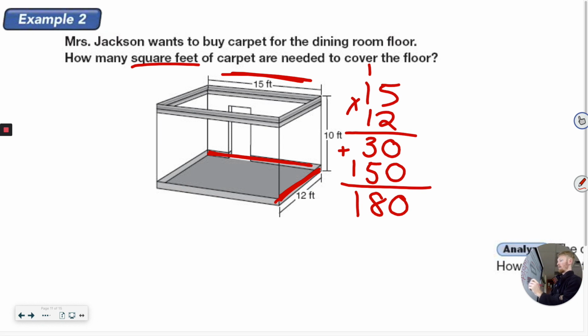So 180 square feet would be the area of the carpet that's going to be installed.